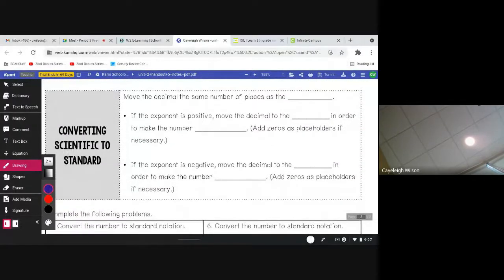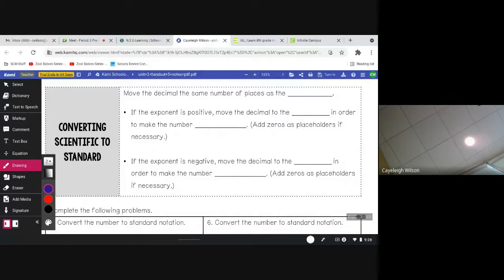All right. So now we're going to go backwards. When you convert scientific to standard, you're going to move the decimal the same number of places as the exponent.